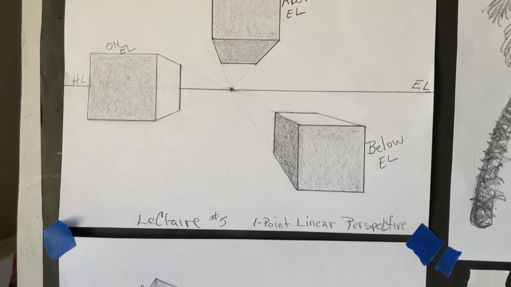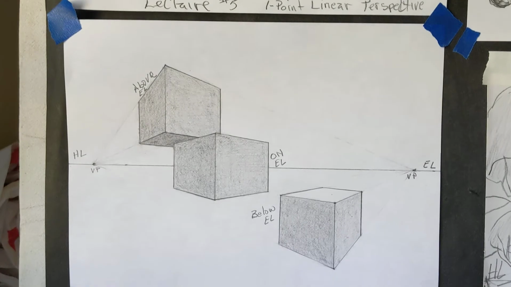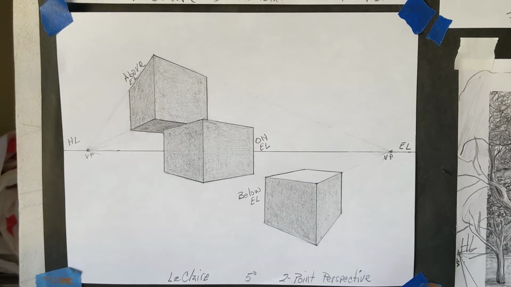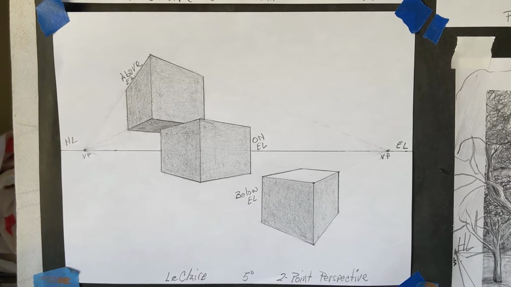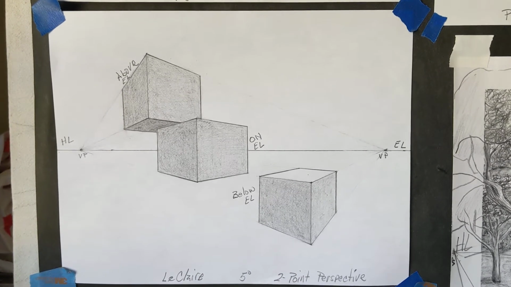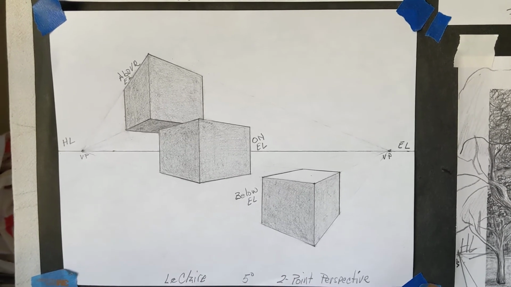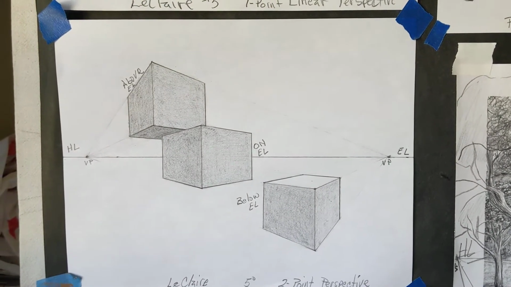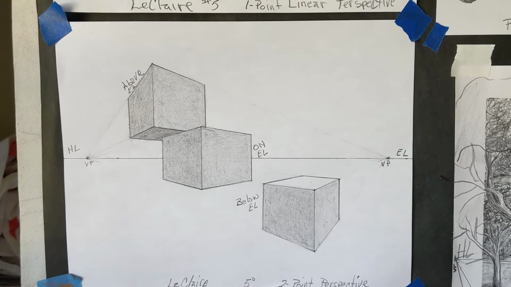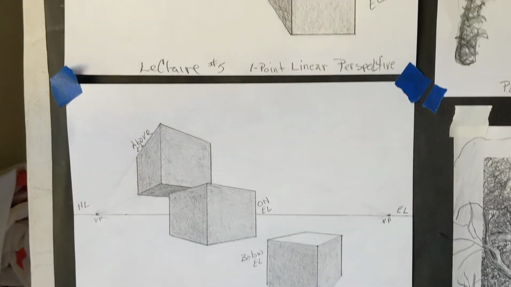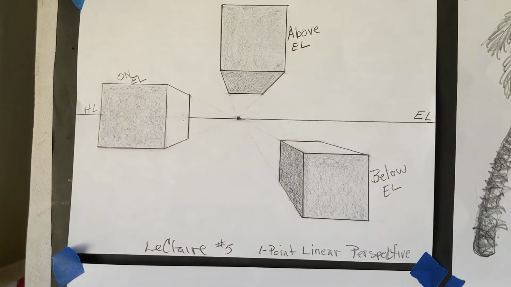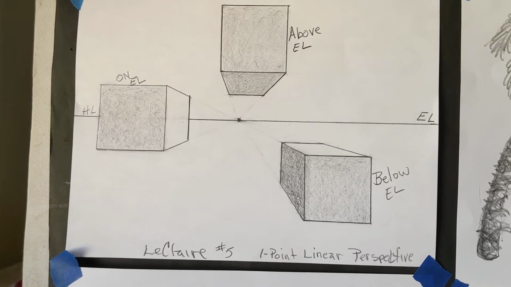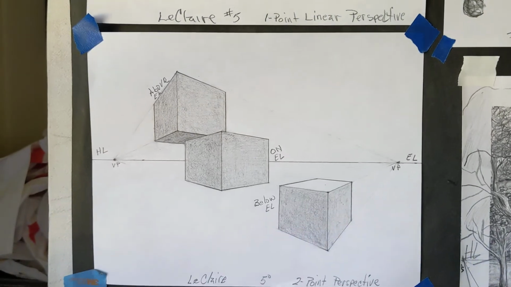From there, we moved to the understanding and development of two-point linear perspective with a box on eye level, a box above eye level, and a box below eye level with two vanishing points on the horizon line. Notice that we see two edges of the boxes going to two different vanishing points, whereas with the one-point perspective we had one vanishing point for each of the boxes' edges to go to, not two.